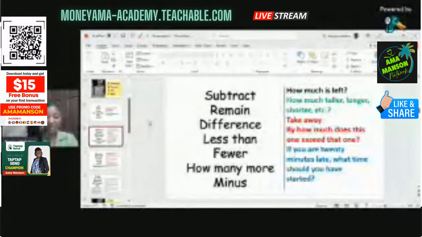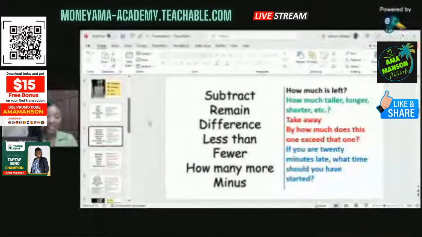If you are 20 minutes late, what time should you have started? If you are told you are late, you know that you should have started before, right? So you would have to subtract that number of minutes from the present time to see what time you should have started. So whenever you see words like subtract, how many remain, what's the difference? In maths, when you are asked to find the difference, you are being prompted to subtract.